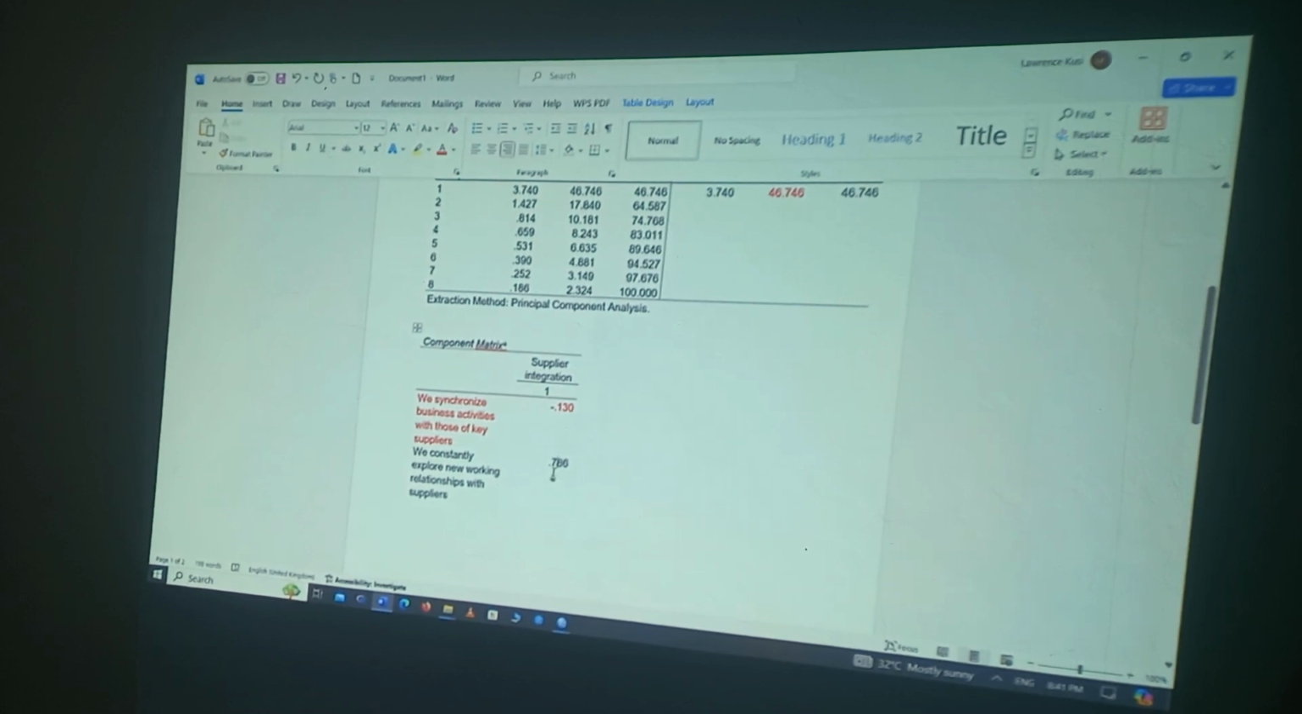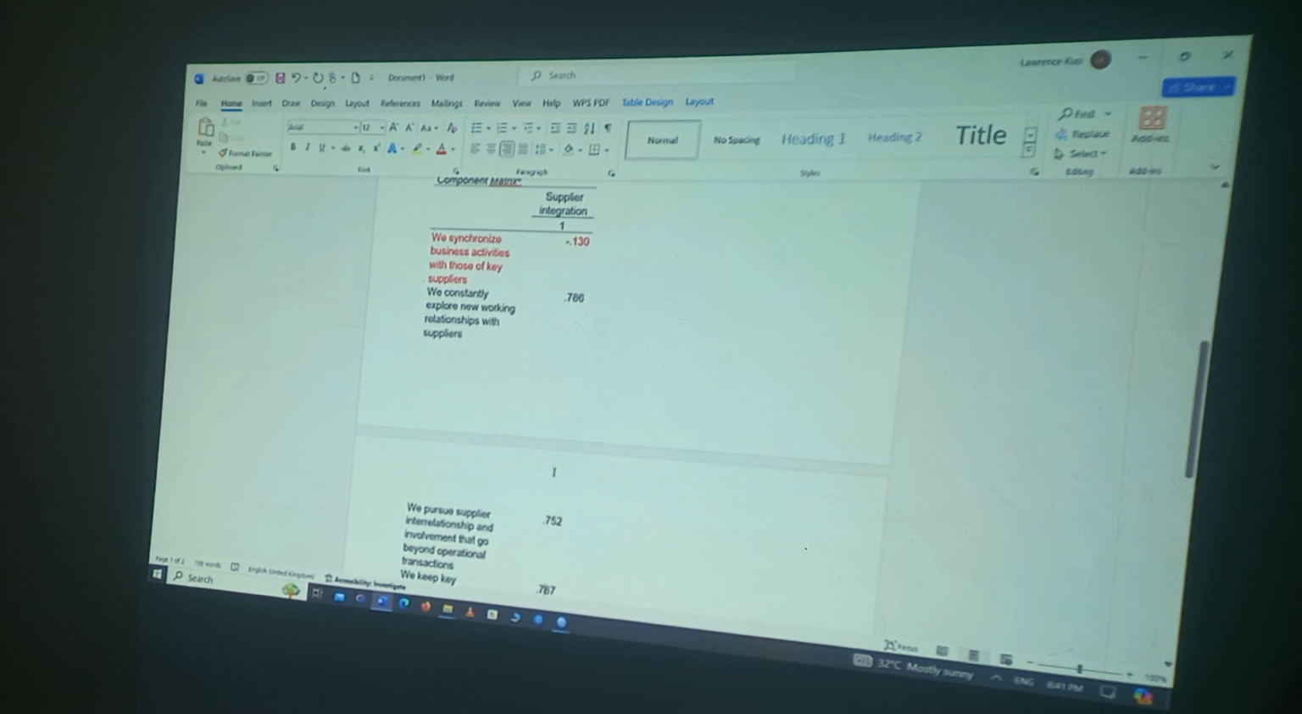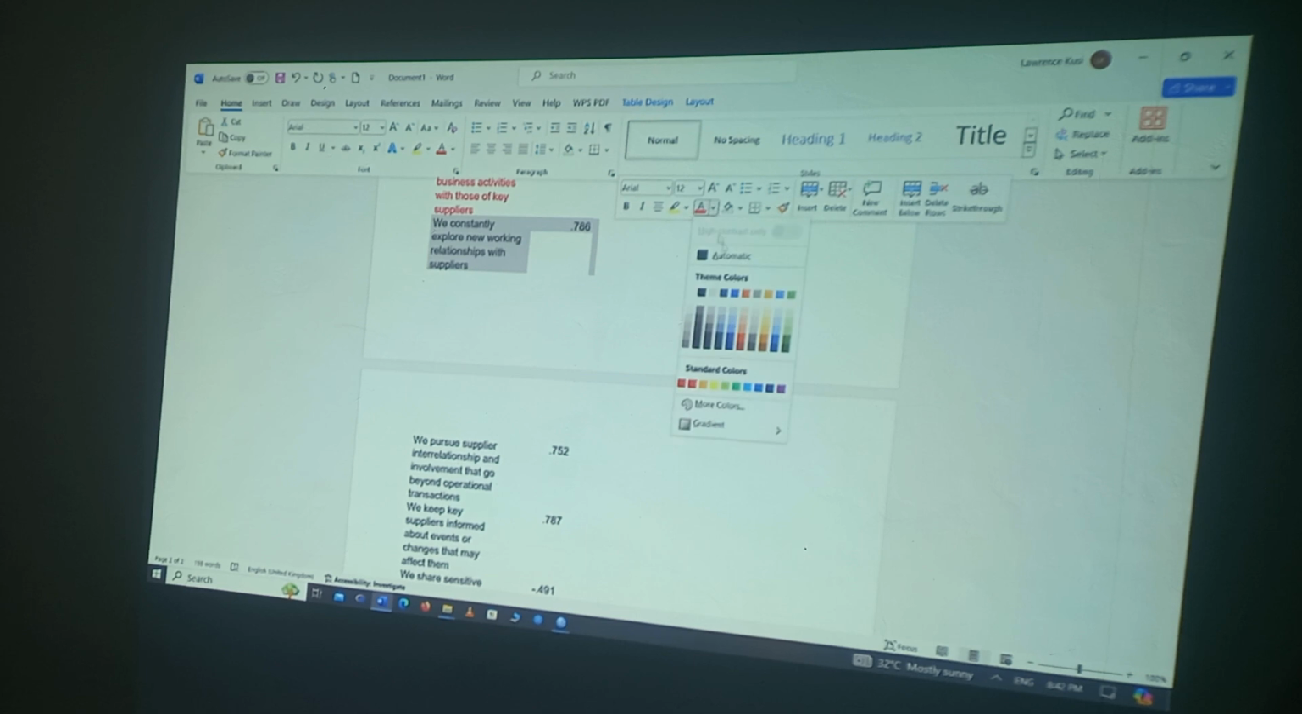So when you are doing this, you ignore the sign of the number. Whether it's positive or negative is not important. It should be 0.3 and above. That's all that matters. So look at this one: we constantly explore new working relationships with suppliers. Is it a good factor? Yes. So we make it green.